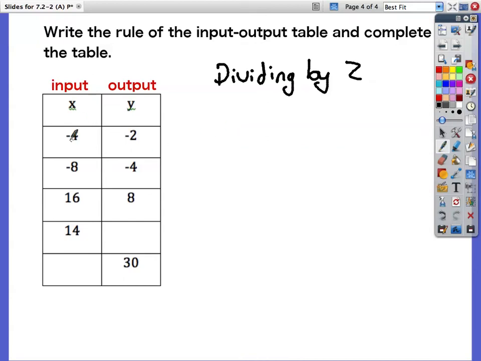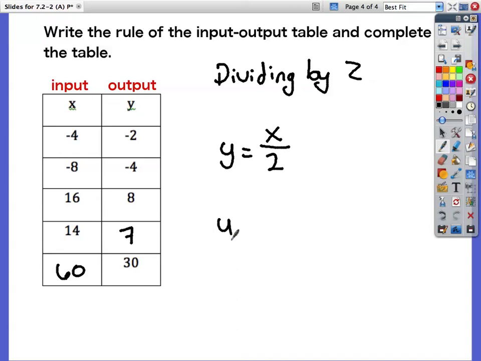Well, whatever I'm doing to my numbers in my x column to get them to my y column, I do that to the x in my formula. So because I go -4 divided by 2 gets me to -2, and so on and so forth. 16 divided by 2 is 8. 14 divided by 2 is 7. And 60 divided by 2 is 30. Because I see that rule, I do the same thing to x in my equation. So y must equal x divided by 2. So whatever number x is, I could plug it in and I could get the correct corresponding y value.